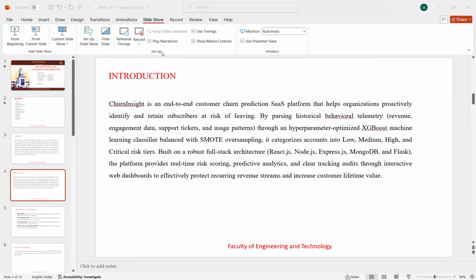Next is continued by Yashashwini. Yes, we can start from the background literature.